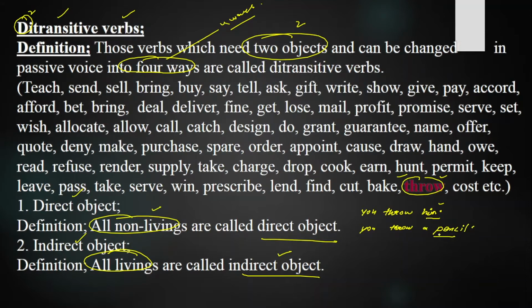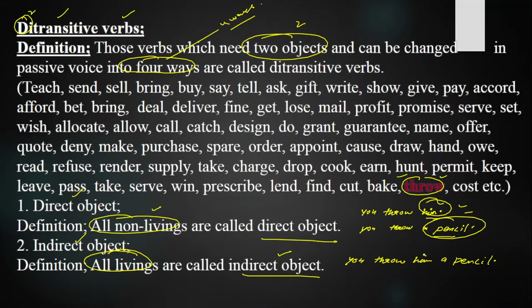But if you ask to whom you throw a pencil, for that you need to bring both objects, the direct and indirect object, together. Suppose I say, you throw him a pencil. This is the first way to write it in active voice.